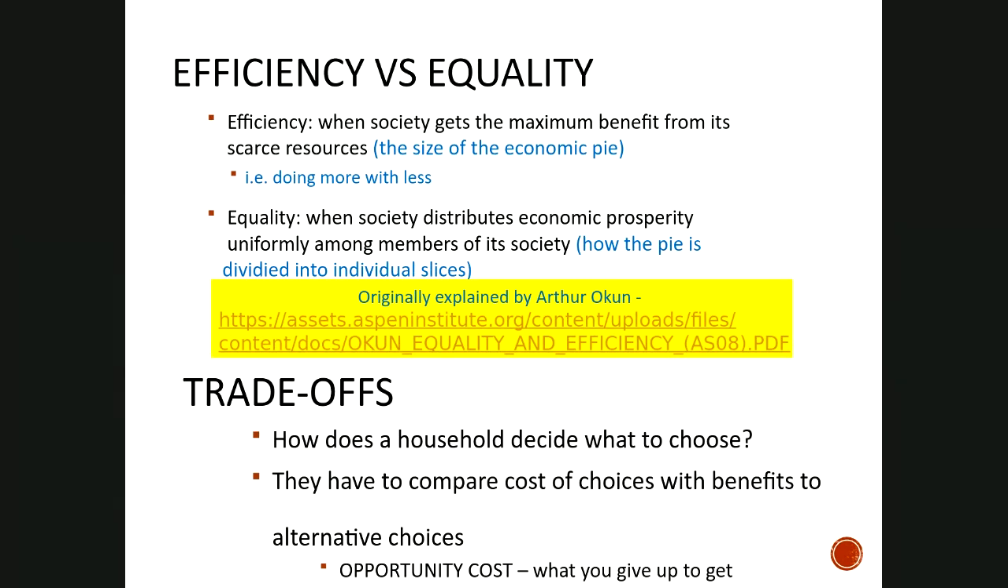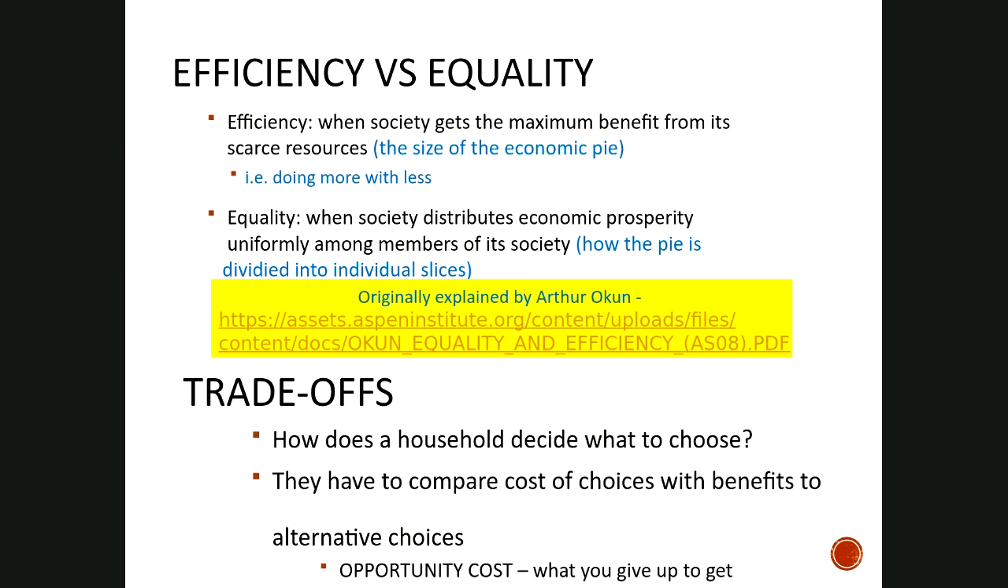And I have a link here for you. You can look up this original paper, but this is originally explained by Arthur Okun. And fundamentally, the best way to think about it is that Republicans and Democrats, at their best, emphatic is the emphasis here, are a disagreement of whether or not the pie should be larger, i.e. more efficiency, or whether the pie should be more equal.